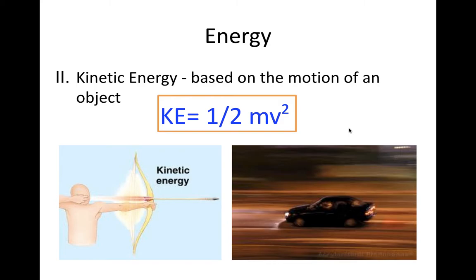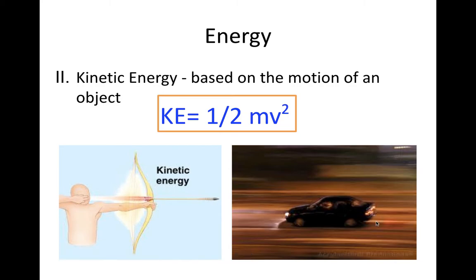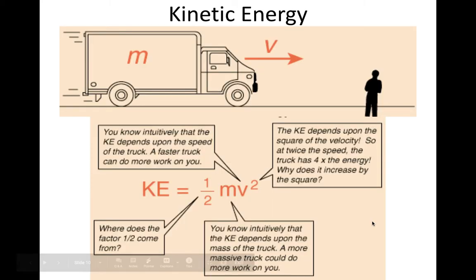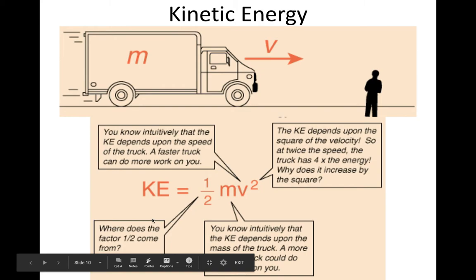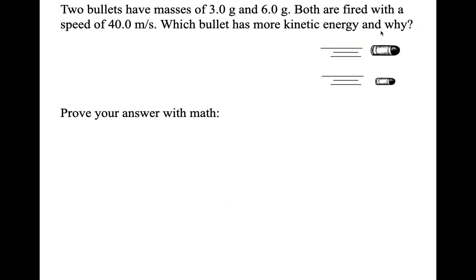So kinetic energy. The other form of energy that we're going to talk about is kinetic energy. It's based on the motion of an object. The kinetic energy of an object we measure and calculate as 1/2 mv squared. All right? This is basically when something is moving, when a car is driving, when an arrow is going through the air. If it has a velocity, it has kinetic energy. Right? So kinetic energy, if we think about the math behind it, right?